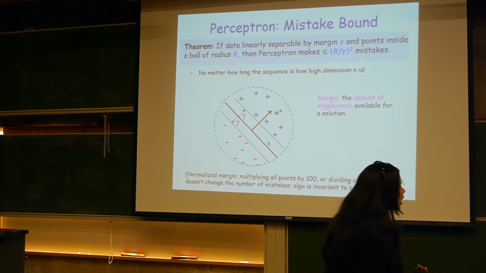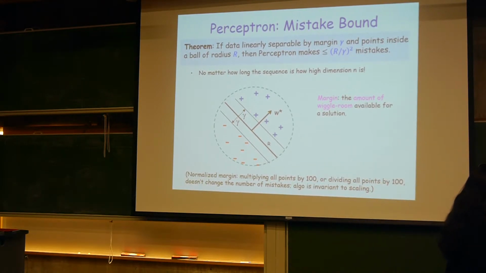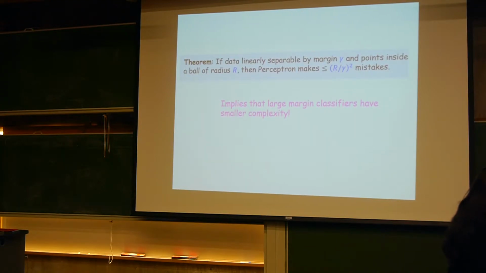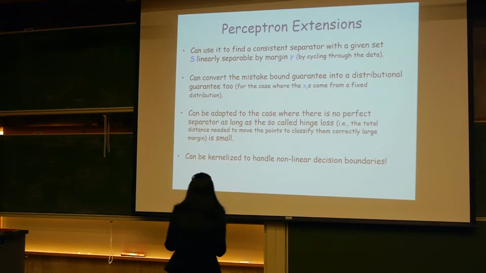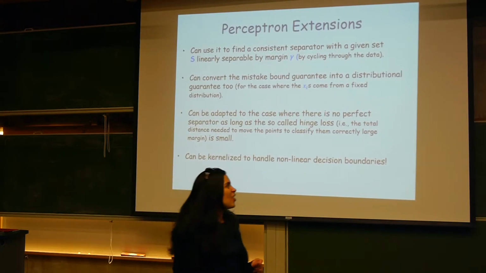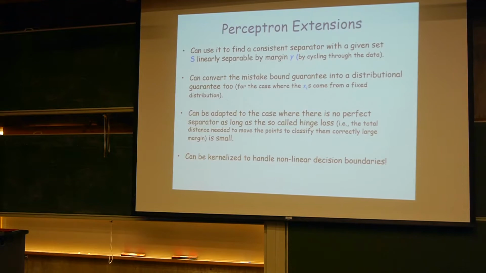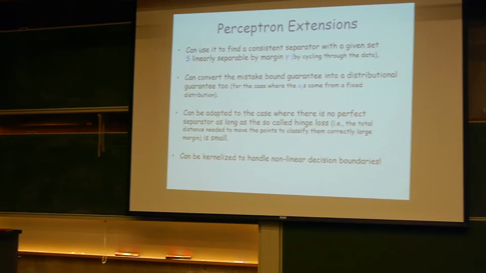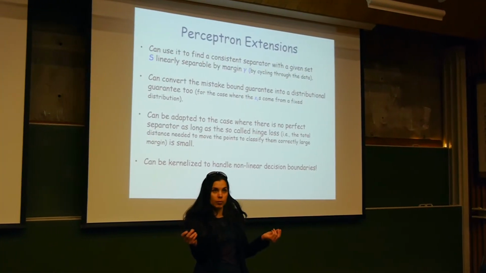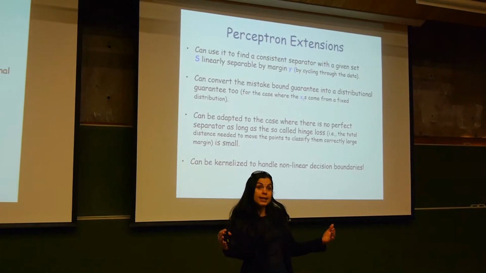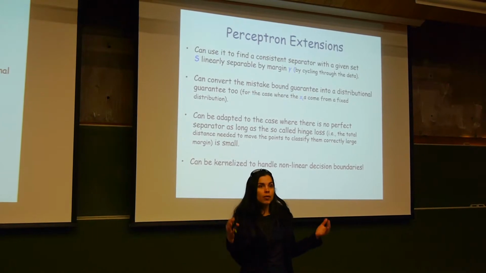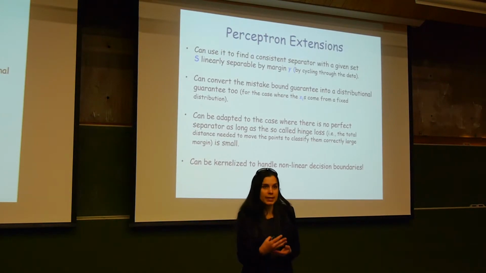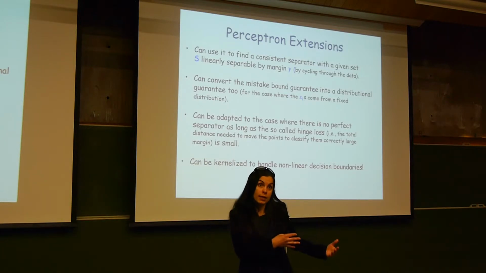Now, just a couple of comments. I want to go back one slide. As I mentioned, the statement that I put down on the previous slide holds for the online learning model. Now, what if I have a fixed data set of examples, S? It turns out that I can still use the Perceptron algorithm to find a separator that is consistent with my set of examples, if a separator exists.